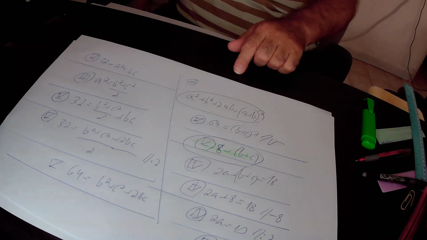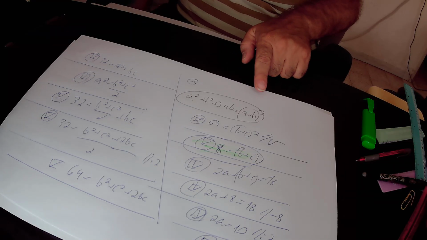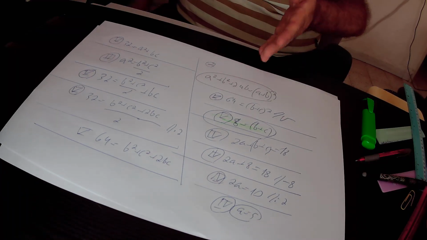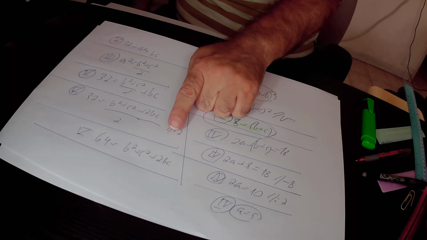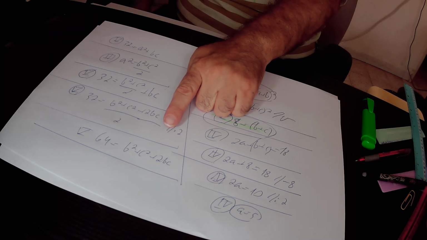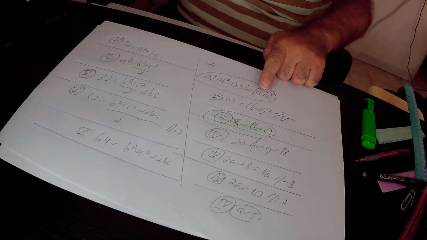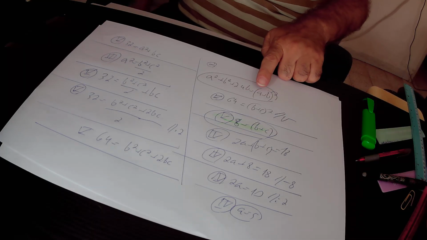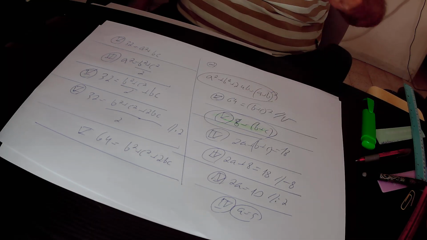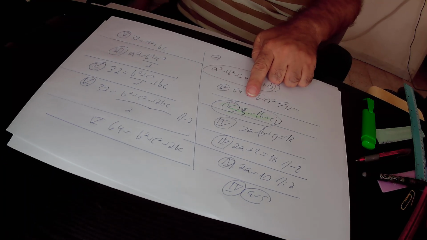We have the algebraic identity that states that A squared plus B squared plus 2 times A times B equals A plus B squared. And therefore, according to this algebraic identity, B squared plus C squared plus 2 times B times C will be equal to B plus C squared. So we get that 64 equals B plus C squared. Here we took the square root of this equation, and we found that the square root of 64 is 8, so 8 equals B plus C. This is equation 8: B plus C equals 8.